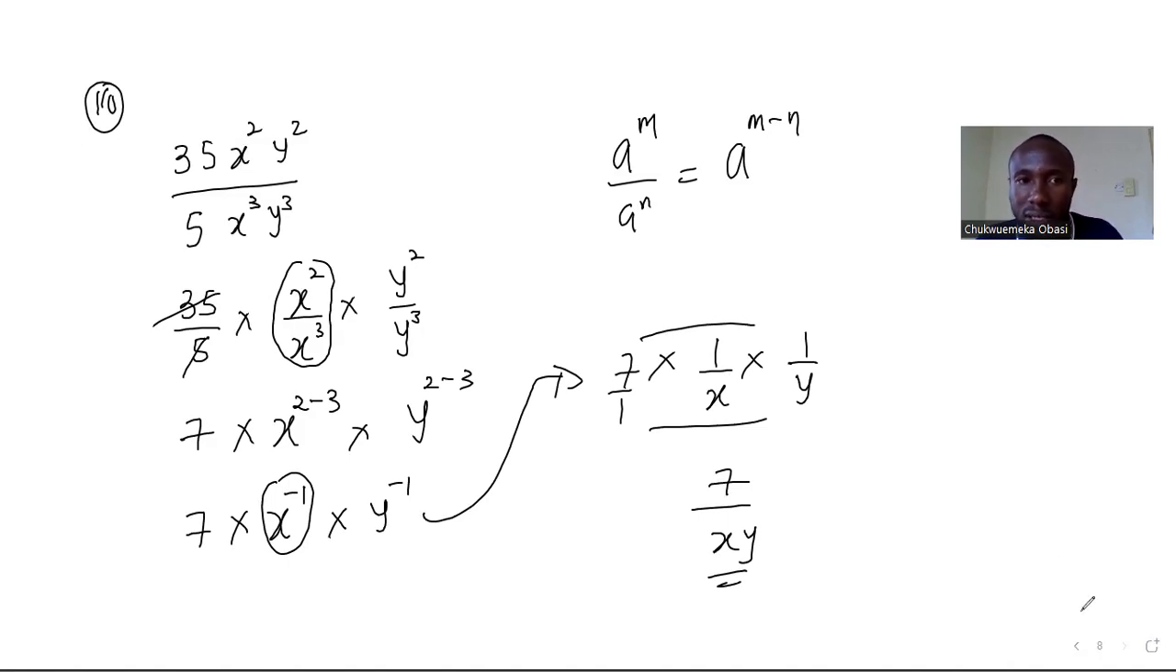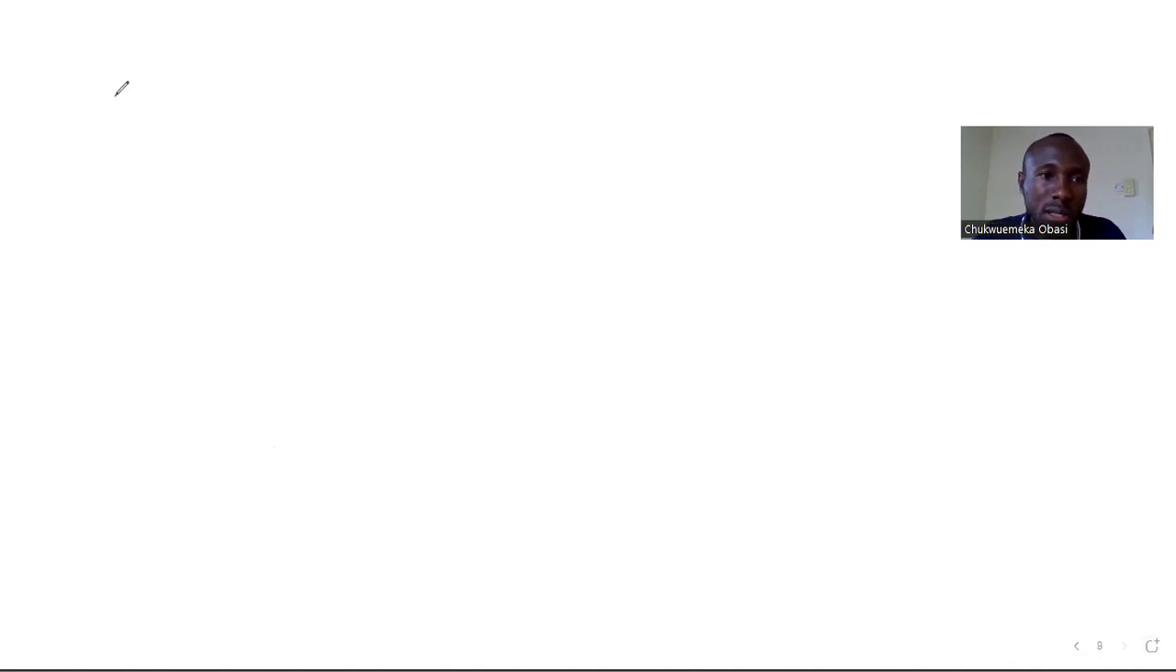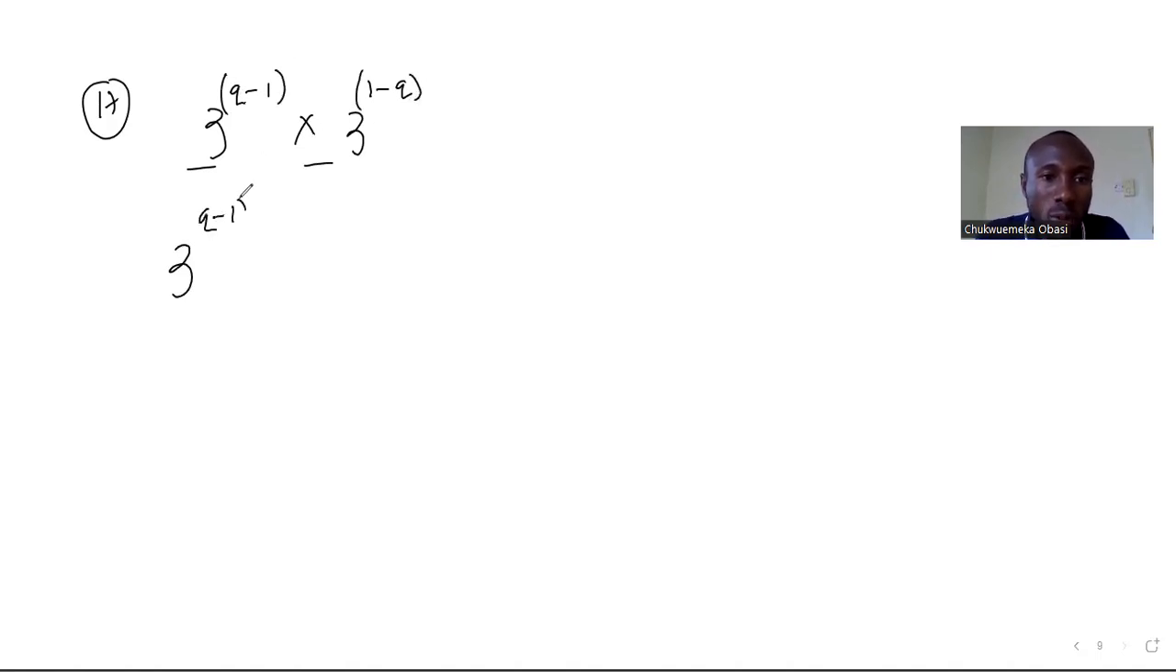So let's take another example. That will be question 17. It says 3 to the q minus 1 times 3 to the 1 minus q. Now, what you should observe here is that they have the same base and they are multiplying. So take one of the base and add their exponents. I like to put them in brackets because I want to add them. So I have q minus 1, then plus 1 minus q. So remove the bracket now. So you have 3 to the q minus 1 plus 1 minus q.